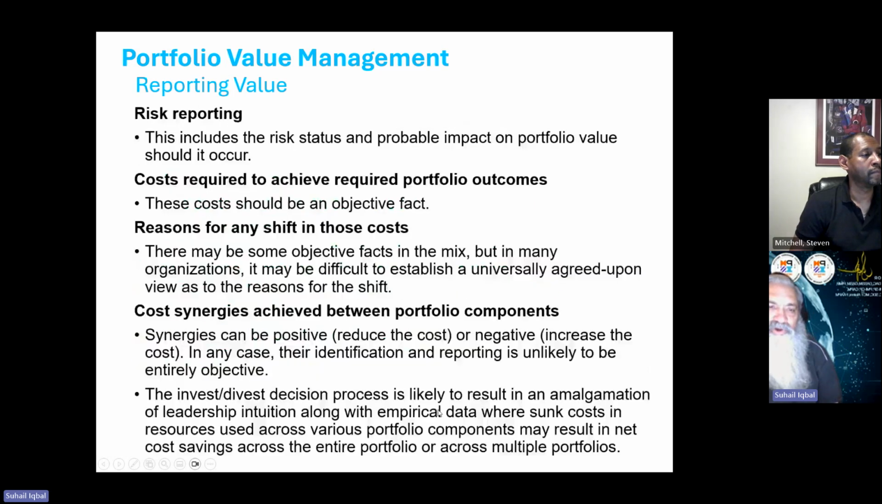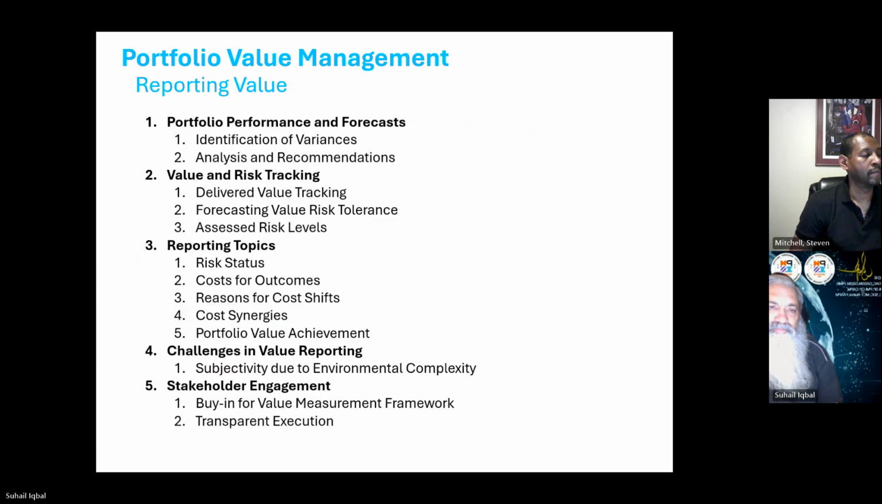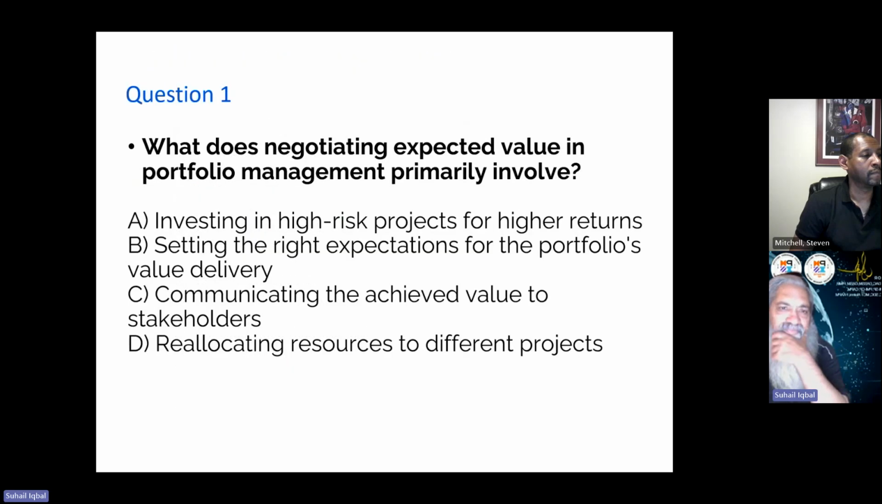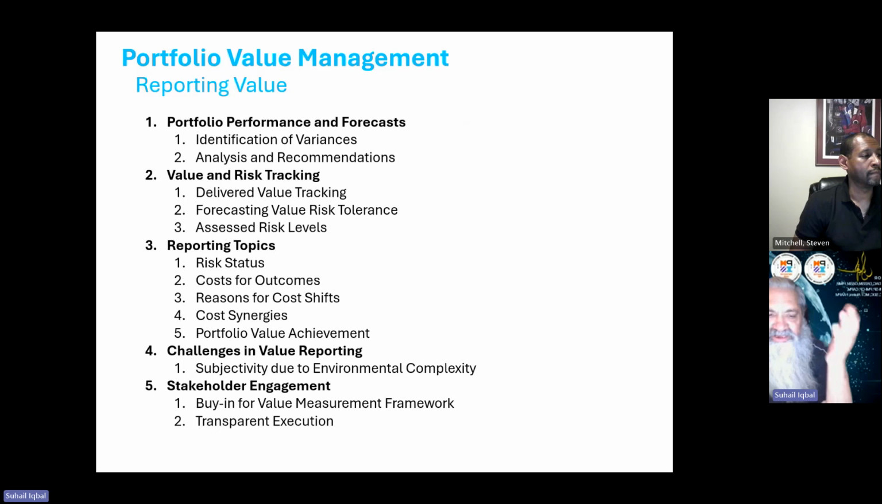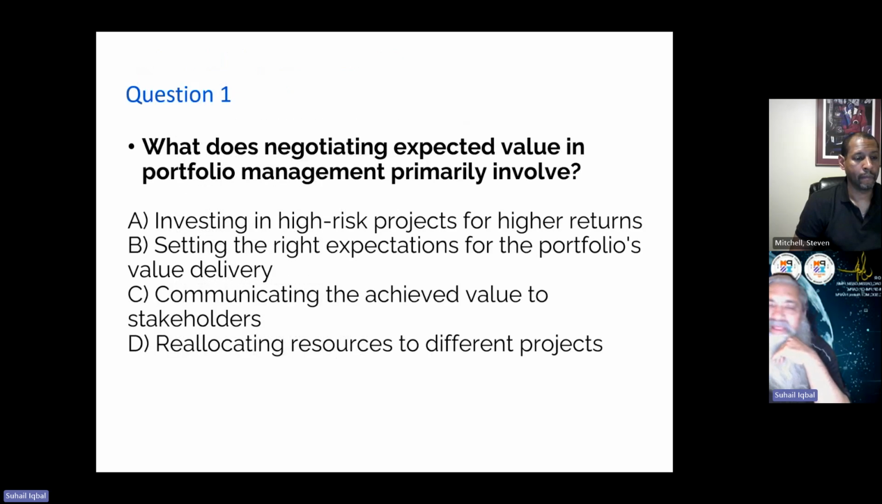So each of these points are discussed in the previous slide. So this is a summary of what we have studied so far. This brings us to the end of this chapter.